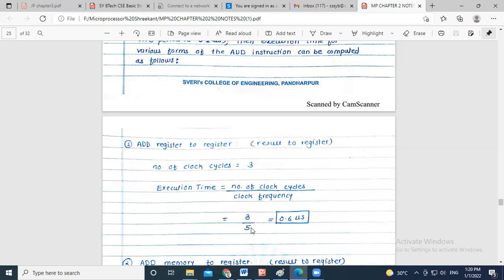Because it is 5 into 10 to the power of 6, if it goes to the numerator, it becomes 10 to the power of minus 6. Again, 10 to the power of minus 6 is nothing but micro. So we have to measure in microseconds.